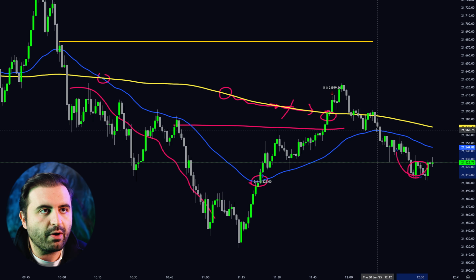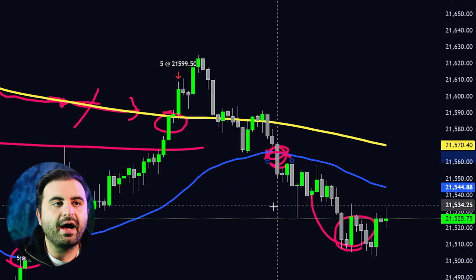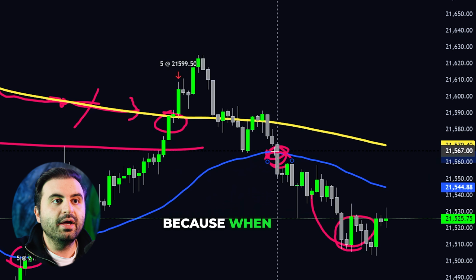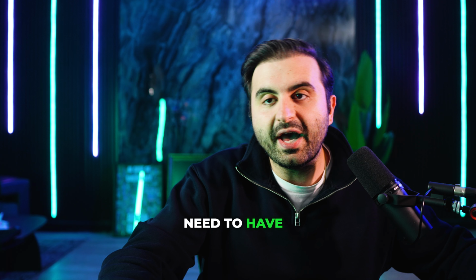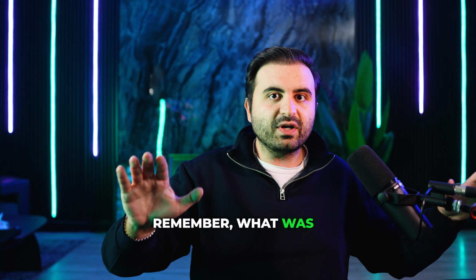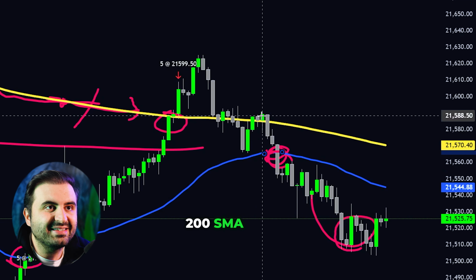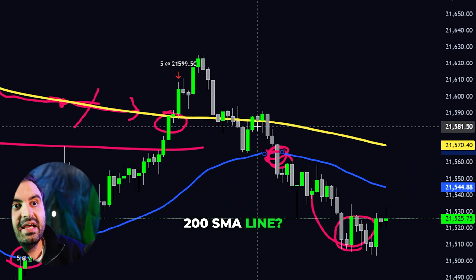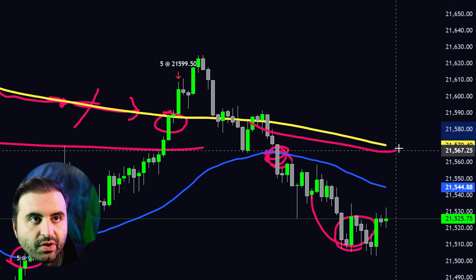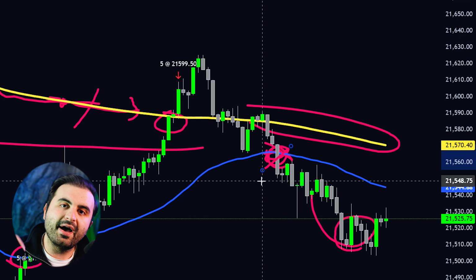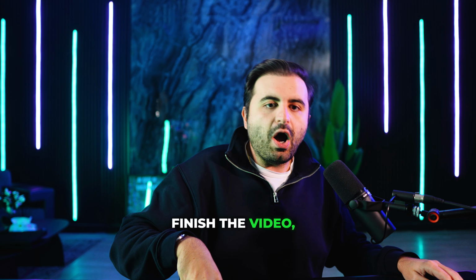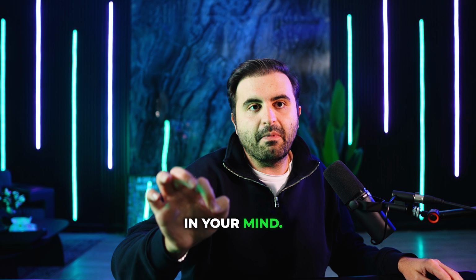So okay, now we got the cross down over here. How are we gonna initiate this? No. Why? Because when you get the cross down at the 50 EMA, you need to have the target. Remember, what was the target? The 200 SMA line. Where is the 200 SMA line? It is above us. So this short position is not gonna happen. Easy like that.